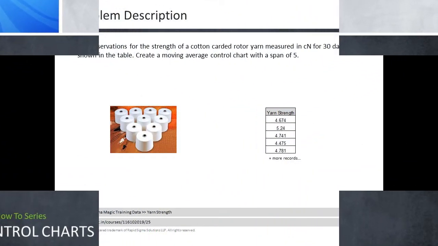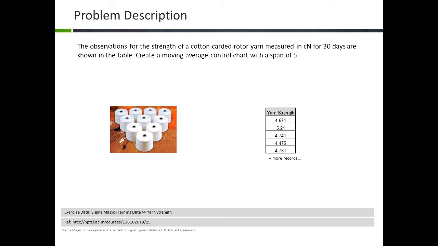For example, let's say we want to check if the yarn strength measured in centinewtons is in control. Here we are interested in the strength, which is a continuous metric, and small shifts in strength are important to detect, so we use the moving average control chart to determine if the process is in control. The data for this exercise is given in the variable yarn strength in the data file, 6 Sigma training data.